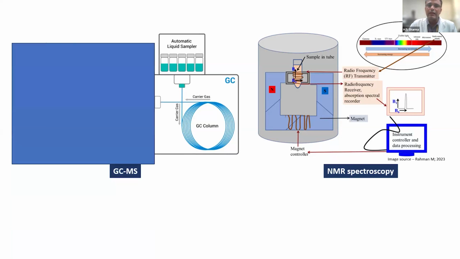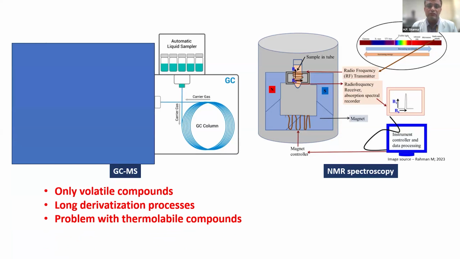I'll deal with mass spectrometry separately in the subsequent slides, but there are some problems with these technologies. What kind of problems are these technologies facing? If I talk about gas chromatography, we can handle only volatile compounds. Even if we are able to derivatize, derivatization itself is a lengthy process. Then there is a problem with thermolabile compounds. In the metabolome, most or essentially all of the molecules are endogenous in nature and they may be thermolabile.